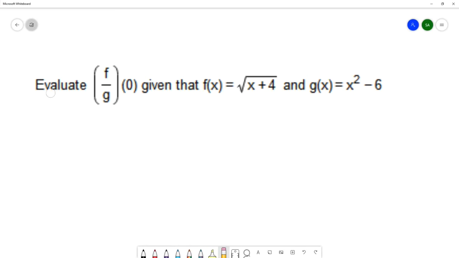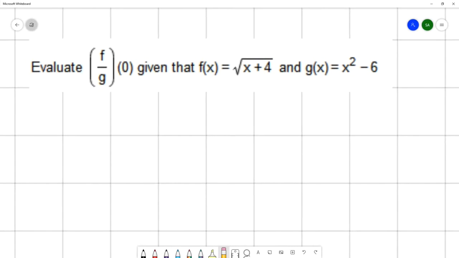On this question, we want to evaluate f over g of 0, given that f of x is equal to square root of x plus 4, and g of x is equal to x squared minus 6. Now, there are a couple ways we can approach solving this problem.